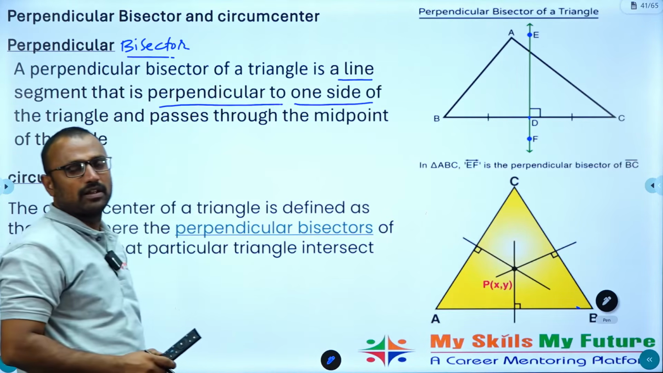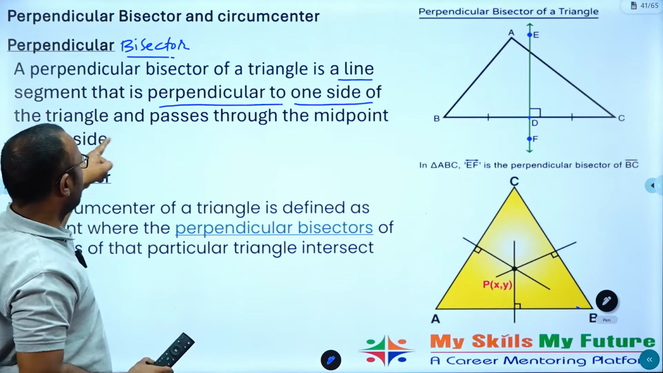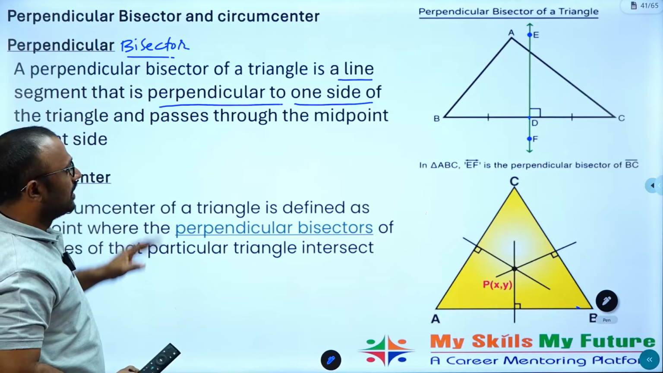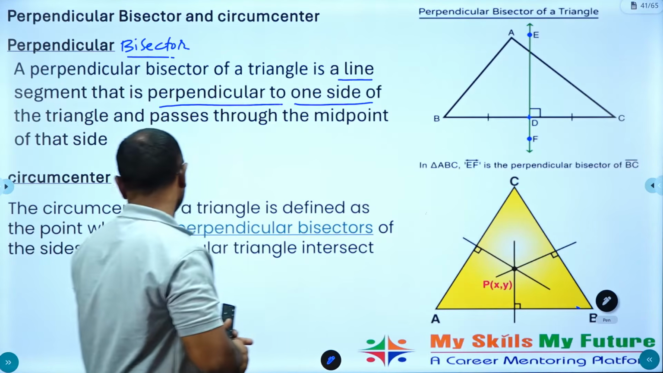What is meant by perpendicular line? 90 degrees, okay. So a perpendicular bisector is a line perpendicular to one side of the triangle that passes through the midpoint. This is the midpoint, okay, right.